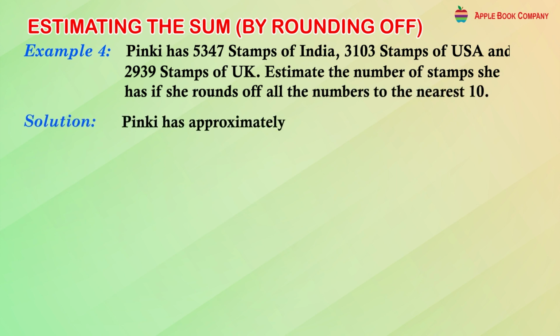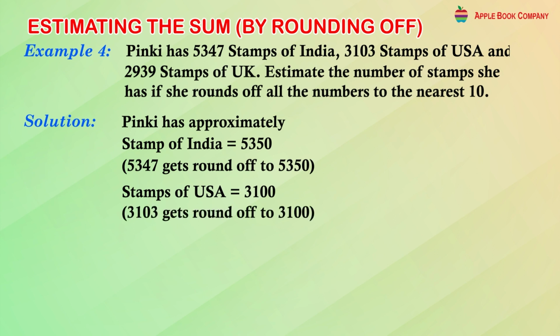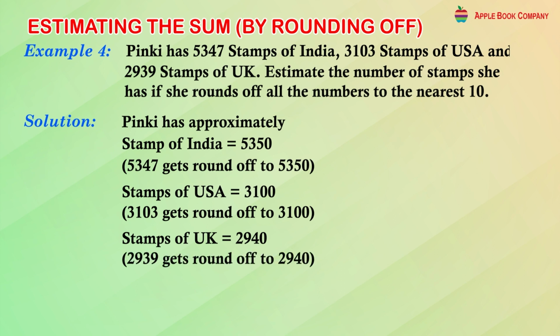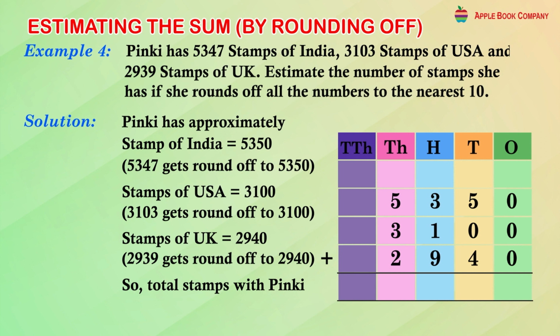Pinky has approximately stamps of India which are about 5,350. 5,347 gets rounded off to 5,350 because 47 is closer to 50. Stamps of USA that she has is 3,100. We have rounded off 3,103 to 3,100 because 3 is lesser than 5. Stamps of UK were 2,939, so we round it off to 2,940 because 39 is closer to 40. So the total stamps that Pinky has now is 5,350 plus 3,100 plus 2,940, which gives us a total estimate of 11,390.